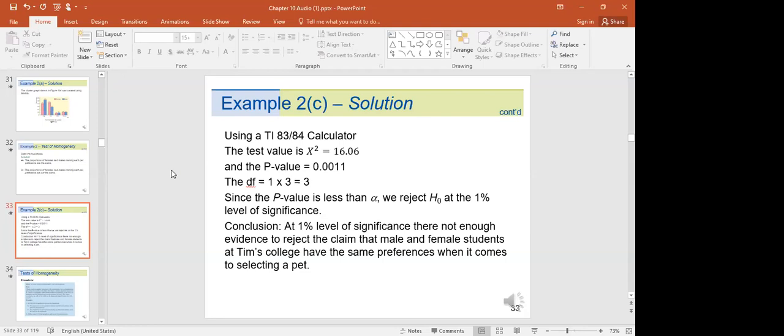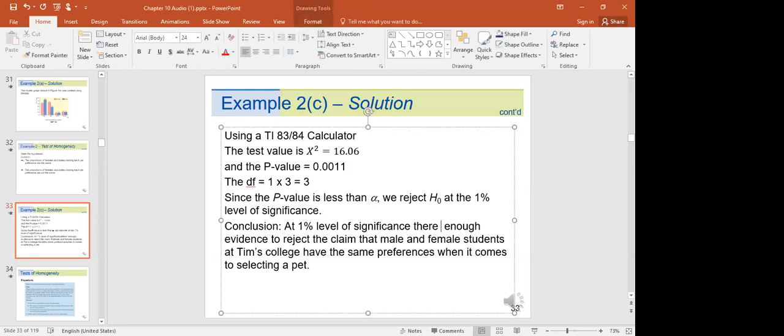Since the p-value is less than alpha, we reject H0 at the 1% level of significance. So the conclusion will be that there is not enough evidence to reject the claim that male and female students at Tim's college have the same... There is enough evidence to reject. We reject H0, which was the claim. This is not correct. There is enough evidence to reject the claim that male and female students at Tim's college have the same preferences when it comes to selecting a pet.